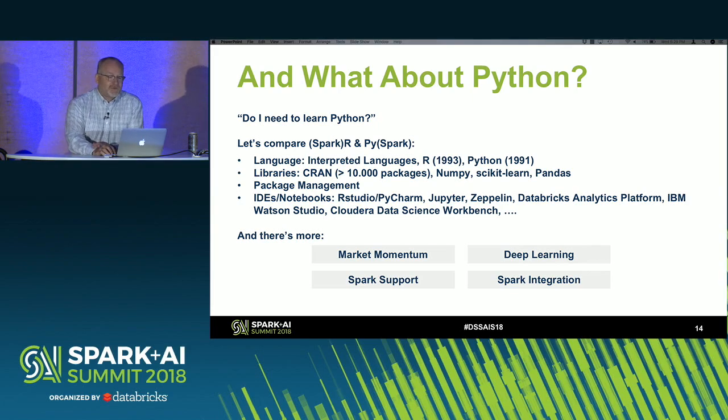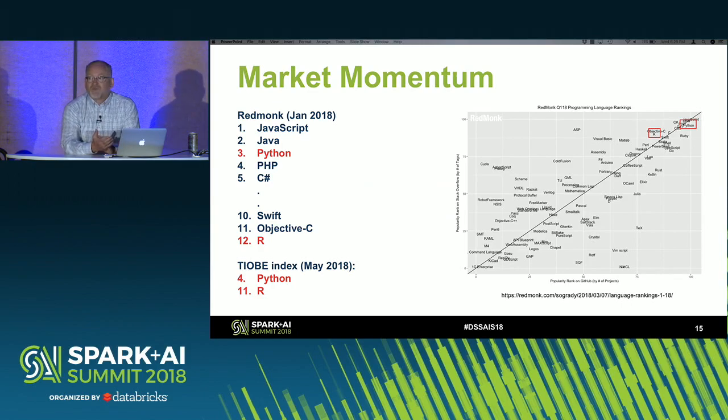What else do we have? We looked at four more aspects. One was market momentum, which I thought might be very interesting as well. We looked at two market researchers: one is a company called Redmonk, the other is the Tiobe index, and both come back with the same result. The results date to January and May 2018. The bottom line is that there is a great deal of attention going into Python, but R is not trailing far behind. If you look at the whole landscape, both are very, very popular languages.